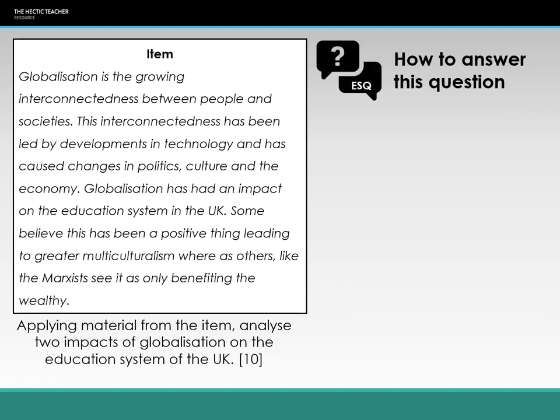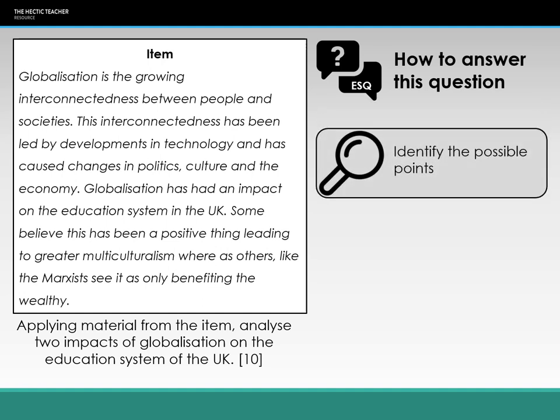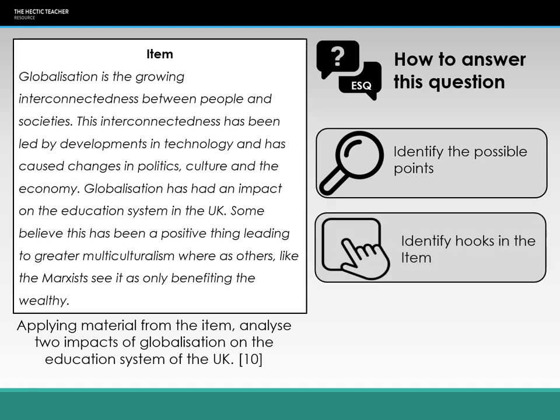So how do we answer this question? So the first thing you need to remember to do with this question is identify your possible points. Ignore the item. If you were just given what are two impacts of globalization on the education system, what possible answers could you give? Once you have a range of answers and you would be looking for trying to get three or four different answers, then look at the item and see where your hooks are. How can you apply the item to the points that you have raised?